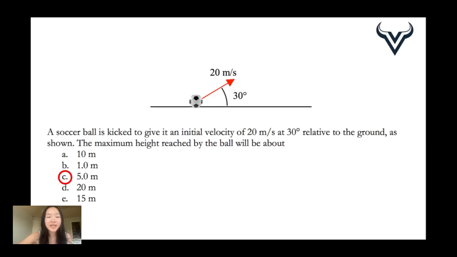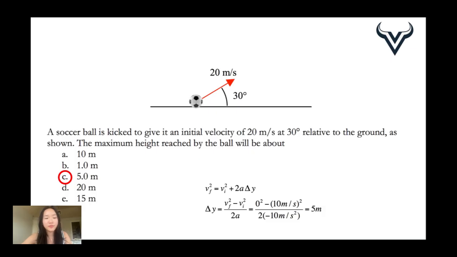Okay, so the correct answer is C. To determine the vertical height reached by the ball, we focus only on the vertical component of the ball's motion. The ball has an initial vertical velocity of 20 sine 30, or 10 meters per second. The ball's final vertical velocity at the top of its path is 0 meters per second. Using kinematics equations, the maximum height of the ball can be determined.